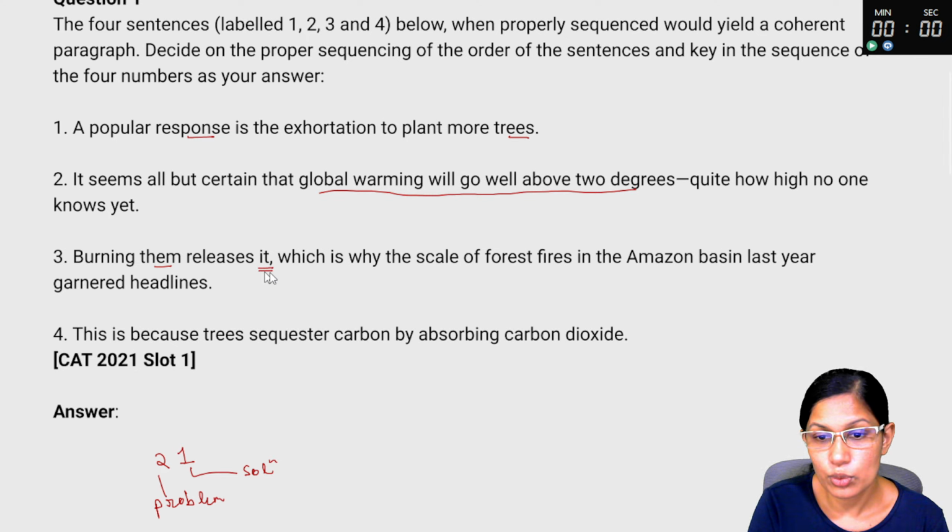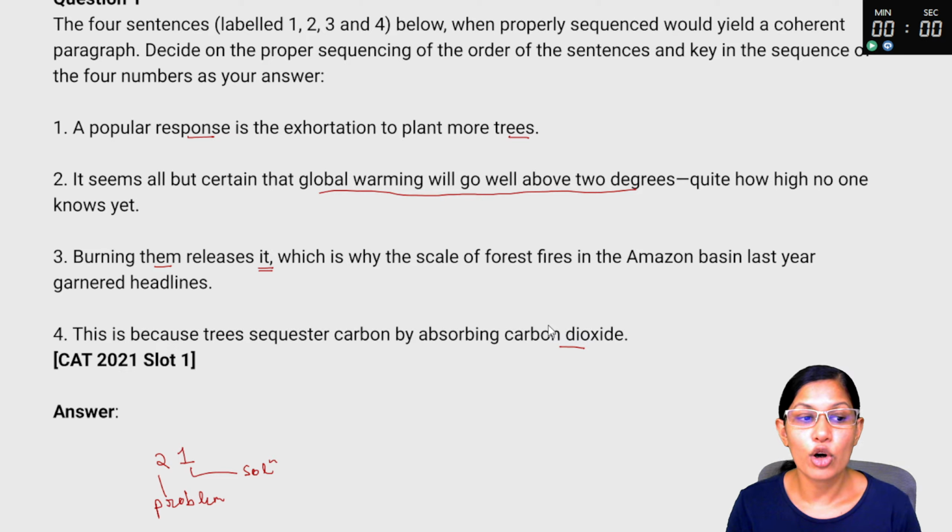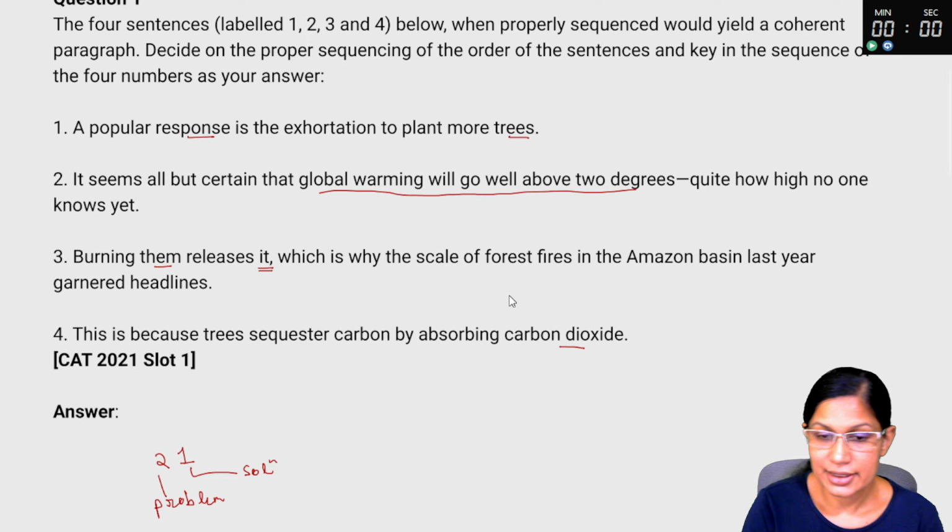So we need to figure out what it is, and that is something that we get in the 4th sentence. This is because trees sequester carbon by absorbing carbon dioxide. So they basically catch hold of carbon, or they ensure that this carbon dioxide is not in the atmosphere and causing global warming.